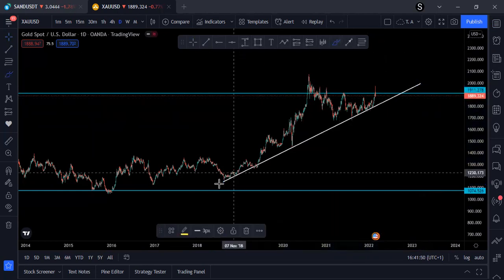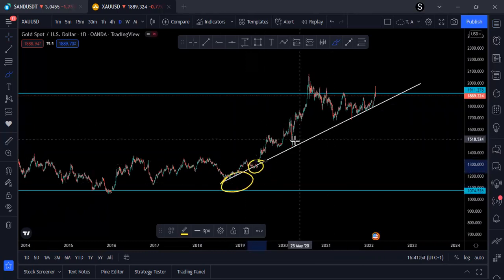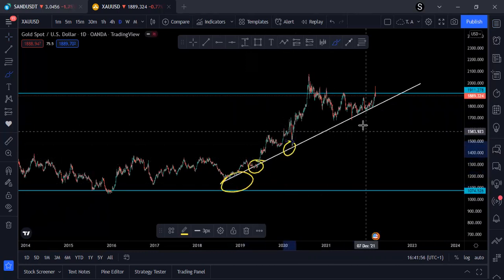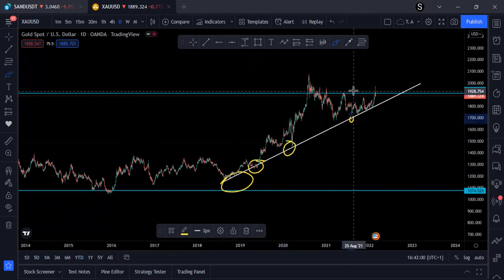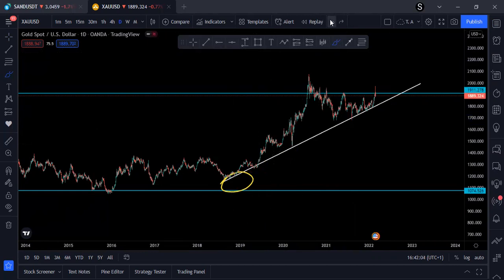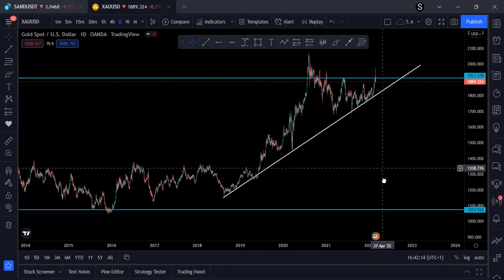This is the first touch, this is the second, this is the third, this is the fourth. So basically, this trend line is purely valid right now. Gold has been trending upwards since June 2018. Gold has been massively trending up.